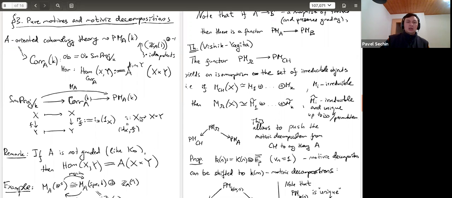So you take the push forward of the identity here, and this is the class of the graph inside X times Y, and it precisely lives in the right codimension here. And the composition of correspondences is defined so that it is a functor: the composition of morphisms is sent to the composition of correspondences.